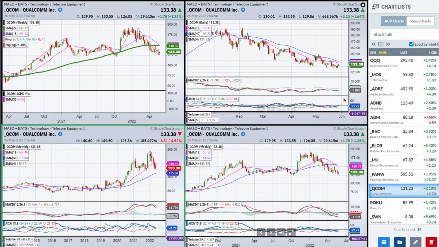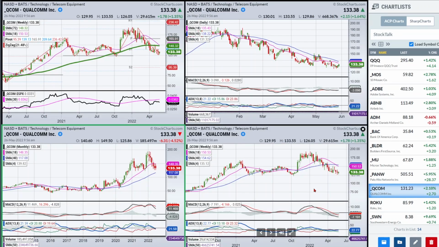Qualcomm has come down similar to Micron. Look at how we're coming down and making a new low here, but ADX is not, and neither is MACD. And then look at what the ADX is doing on a weekly chart. We've made a pretty good move to the downside, but we're not getting any red DI strength whatsoever. So that just kind of tells me this area should provide support for some kind of a rally.